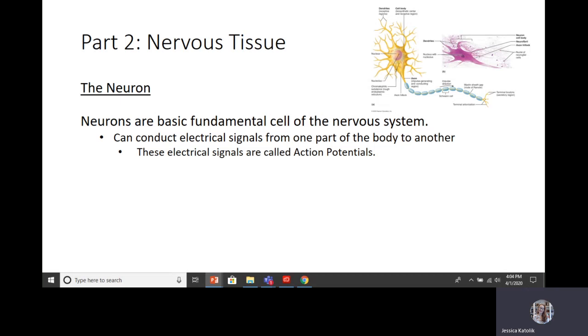In physiology, we call this electrical current or electrical impulse an action potential. We will also be able to call this current a nerve impulse. But throughout this lecture, I will be using the specific term action potential.